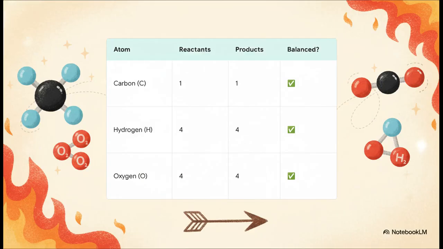And this table shows that rule in action beautifully. Let's look at the equation for burning methane, which is natural gas. If you do a quick count, on the left, we start with 1 carbon, 4 hydrogens, and 4 oxygens. And on the product side, 1 carbon, 4 hydrogens, and 4 oxygens. Exactly the same. The atoms just switched partners, but everyone is accounted for. The books are perfectly balanced.